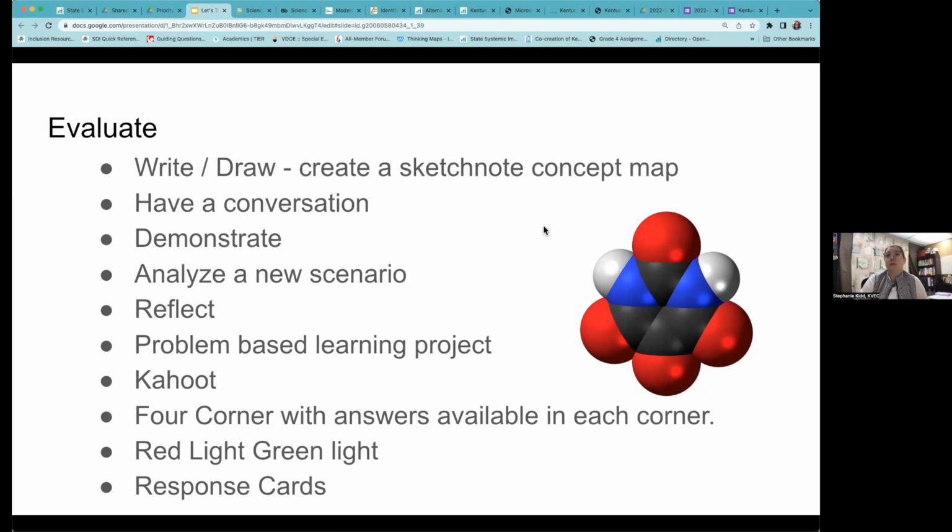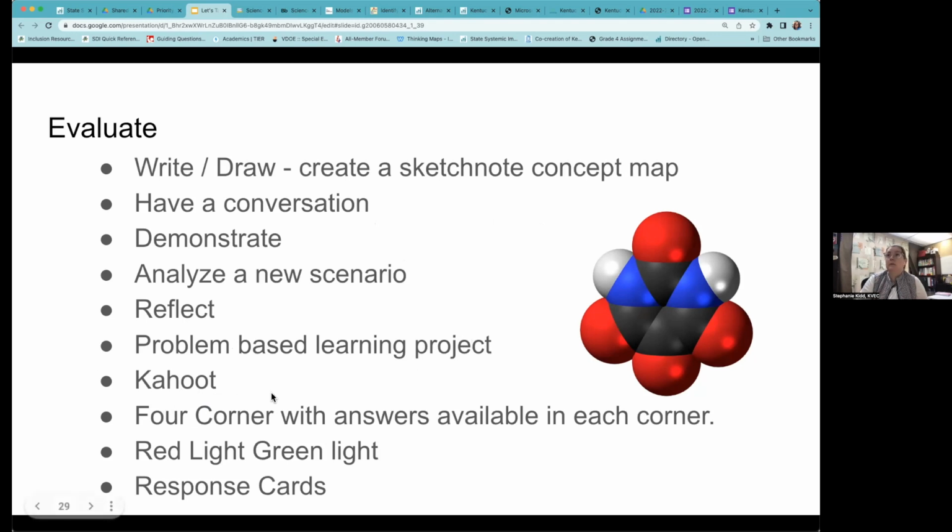Just have a conversation with your kids. Have them demonstrate something. Maybe you demonstrate the water cycle by putting graphics onto a poster. Have them reflect on the project that you just did. Problem-based learning projects are a great way for us to have our kids evaluate.